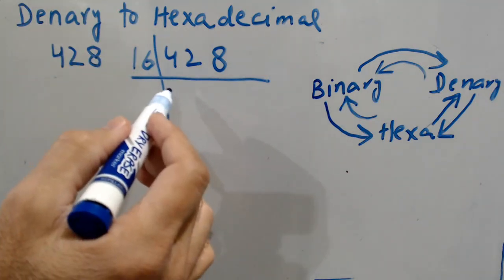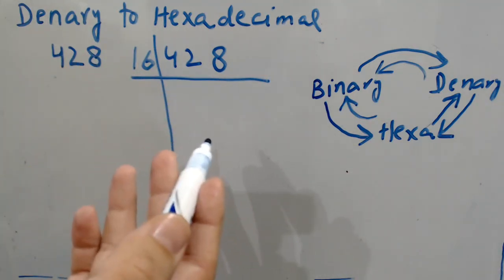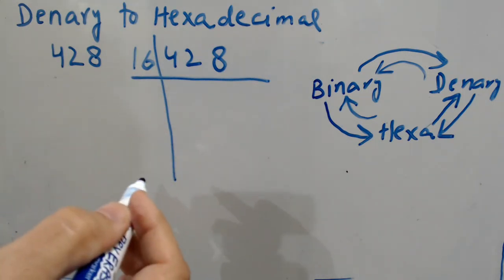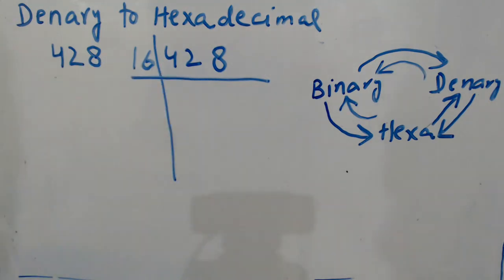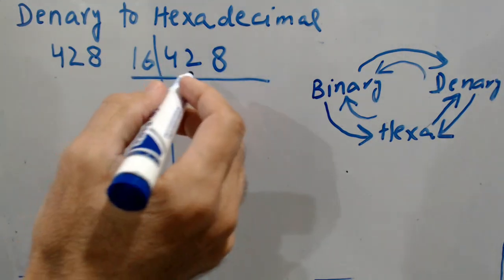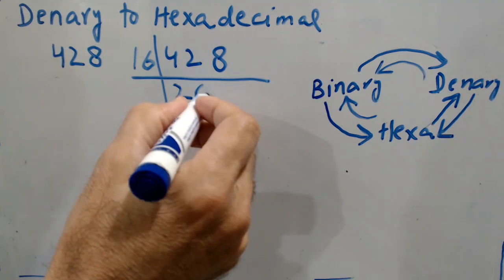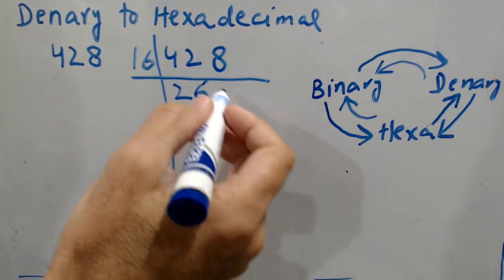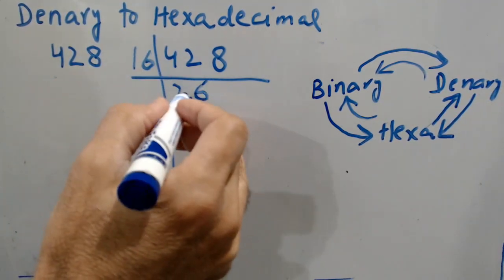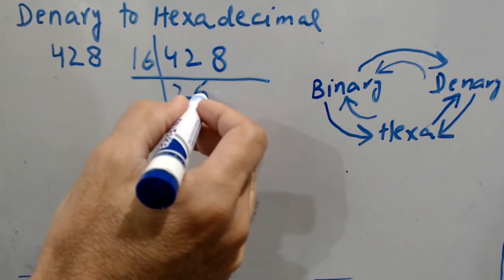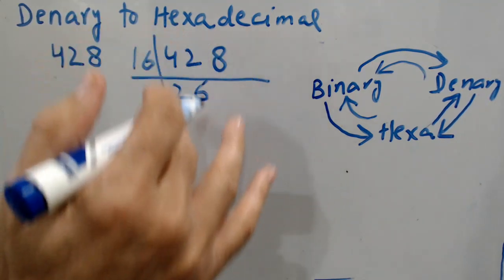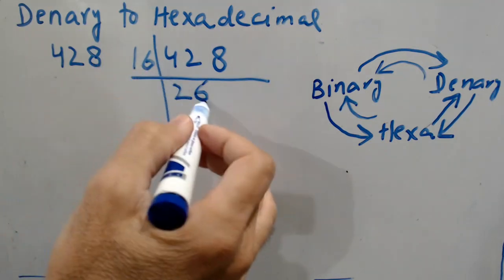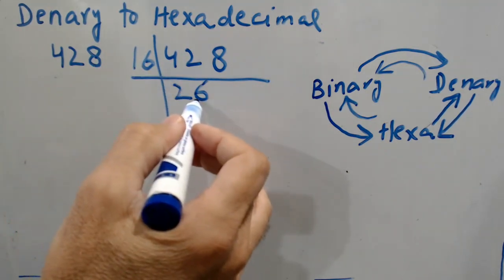Since calculators are not allowed in your IGCSE or A-level exams, you have to manually perform some calculation. So this will be maximum 26 times. 26 times 16 becomes 416. If I multiply it with 27, it becomes 432. That will be greater than this number, so we will keep it equal or less than that. So 26 times 16, we get 416.